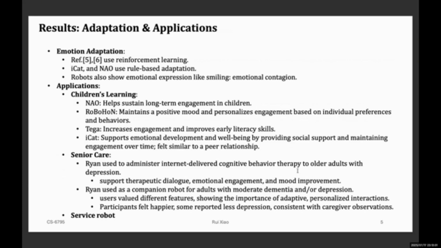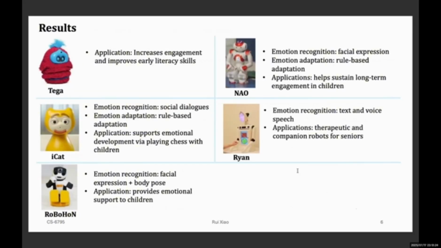There are three areas in applications. The first one is children learning. For example, a robot helps sustain long-term engagement in children's learning. The second one is senior care. There's a social robot called Ryan, which could be used as a therapeutic and companion robot for seniors with depression. And the last one is service mode.